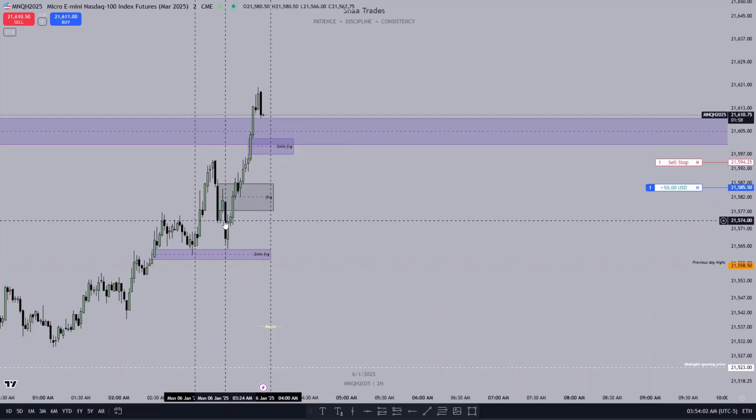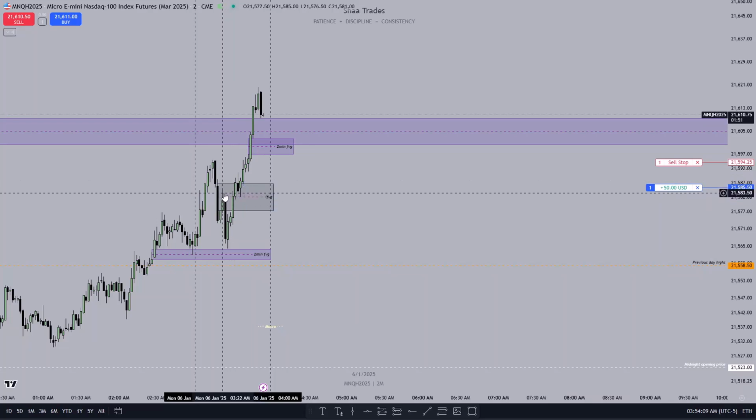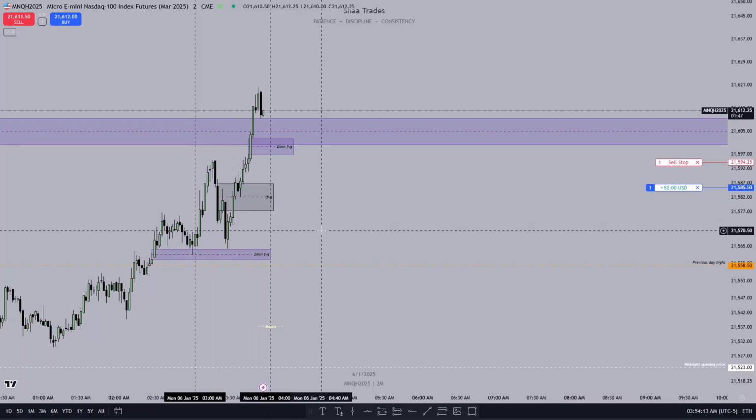Just something to note, whenever a fair value gap gets broken like this, after it respected and went down and got broken, look in your charts. You guys have to do some backtesting and forward testing.